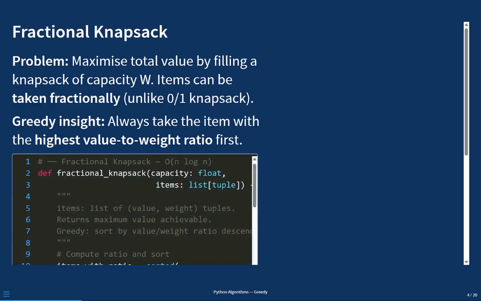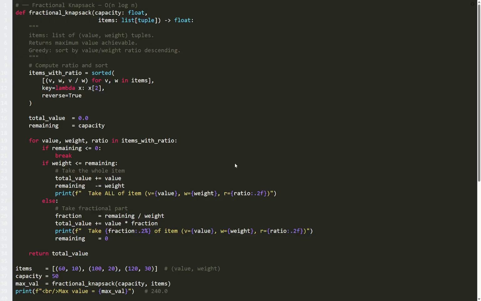The greedy insight is immediate once you allow fractions. Always take the item with the highest value to weight ratio first. If you can take all of it, do so. If not, take as much as the remaining capacity allows.